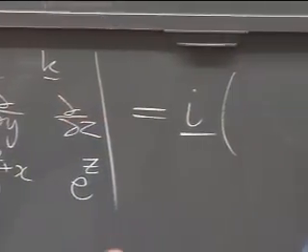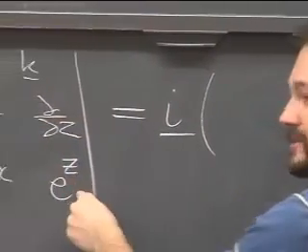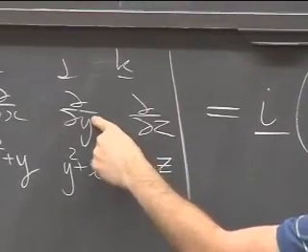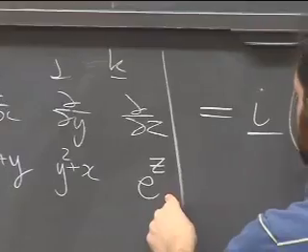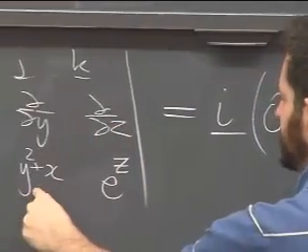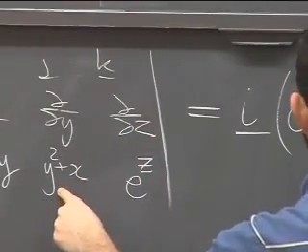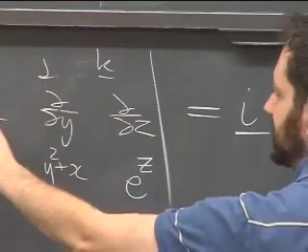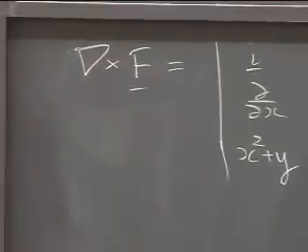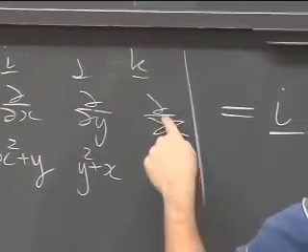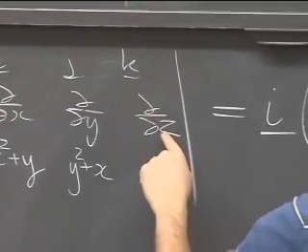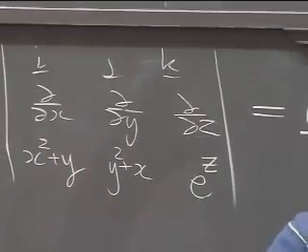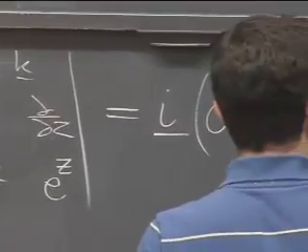So for i, we've got d/dy of e to the z. Now remember, these are partial derivatives, so they're independent. d/dy of e to the z is 0. d/dz of y squared plus x is 0. No problem there. So for j, we need to take the negative of d/dx of e to the z. Well, that's 0. And we need to add d/dz of x squared plus y. Well, that's 0. Gee, this is easy.